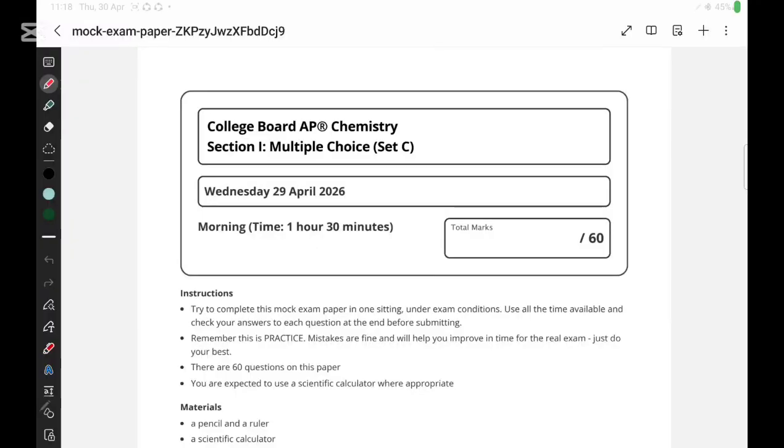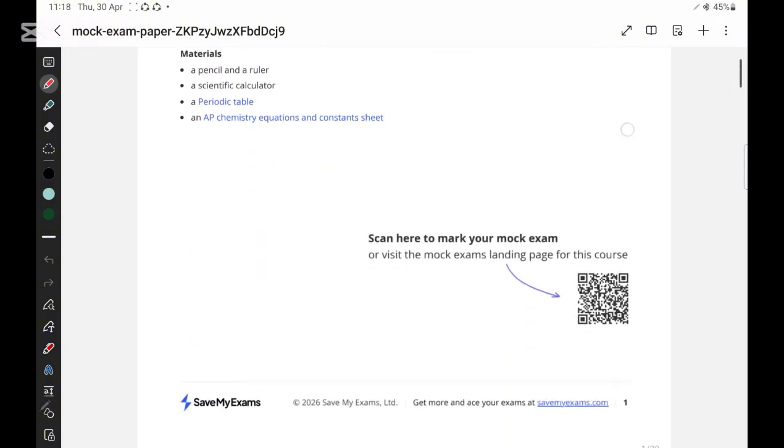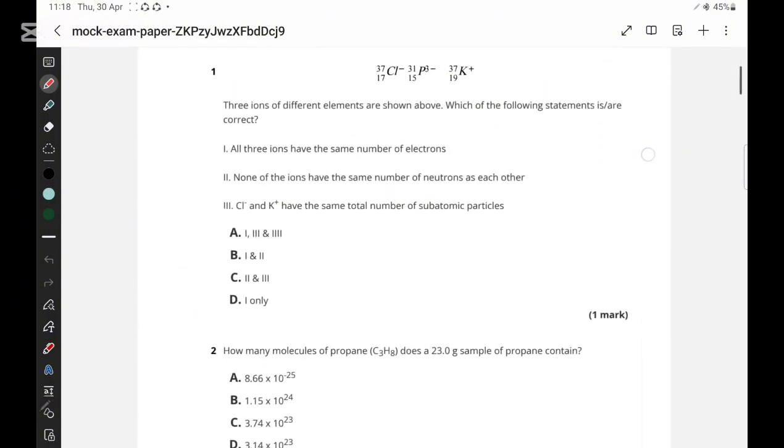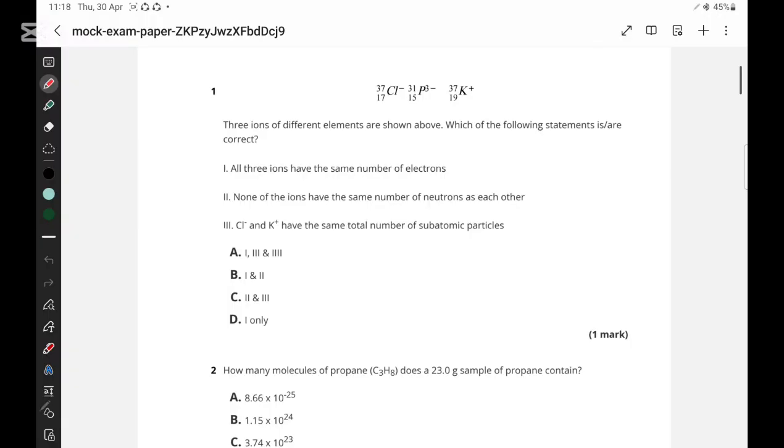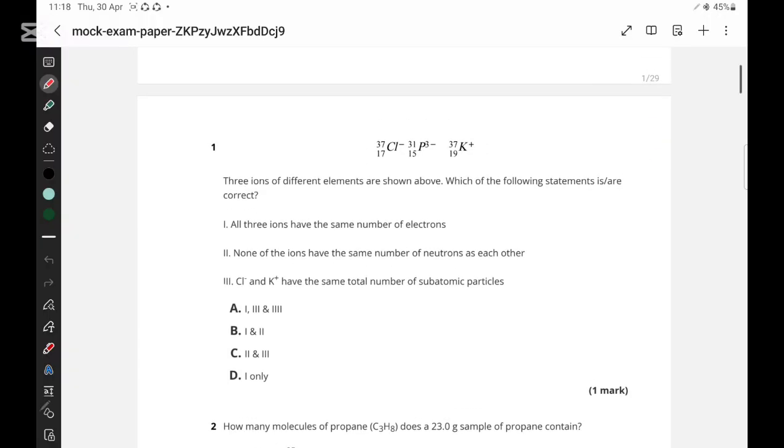In this video we are going to attempt multiple choice paper C, and this is from College Board. The first question says that three ions of different elements are shown above. Which of the following statements is correct? First of all, let's find their number of subatomic particles.